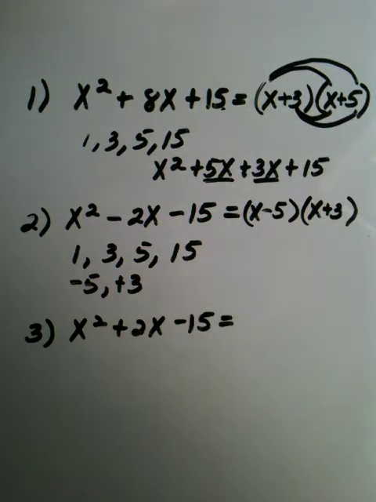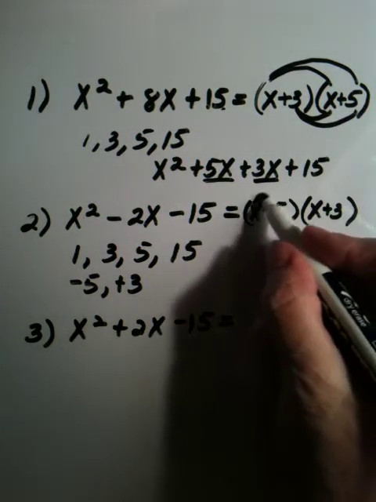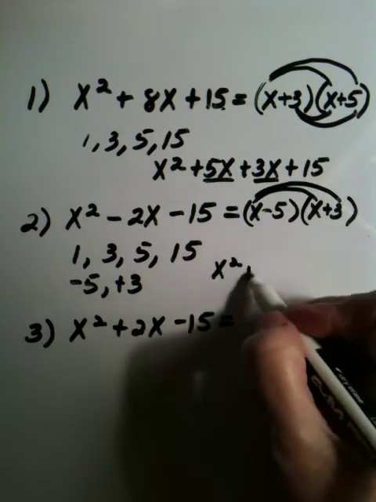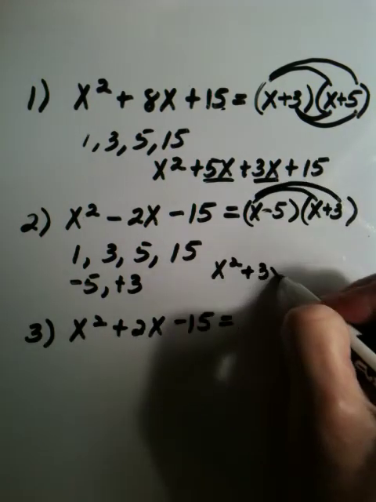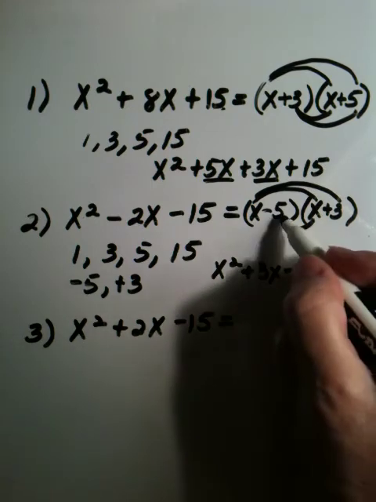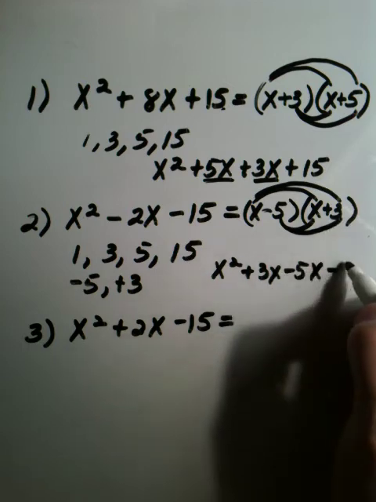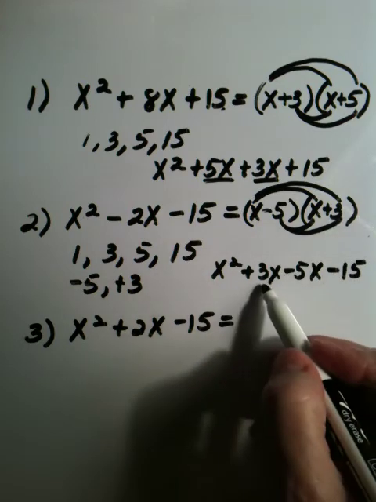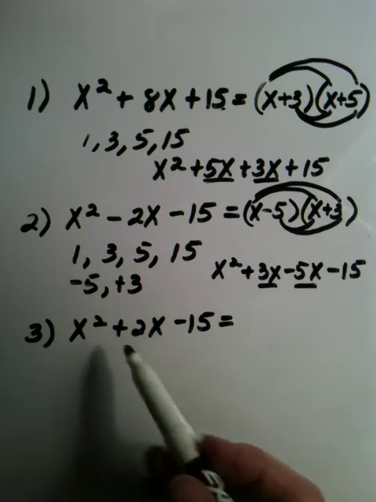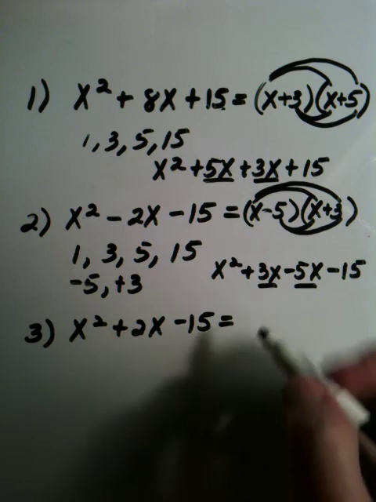Again, if we go back and check this by multiplying, we would have x squared. Then we would have 3x. We would have negative 5x. And negative 5 times positive 3 would give us our negative 15. When we combine these 2 terms in the middle, we'll get our negative 2x and have exactly what we started with. Number 3, this time we want to get a positive 2x in the middle.